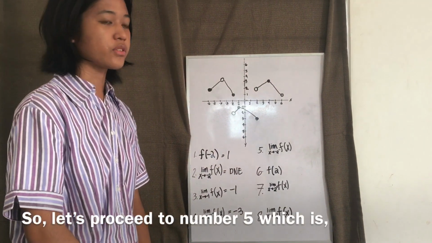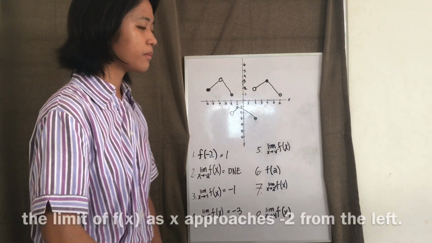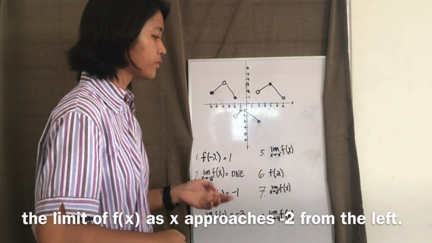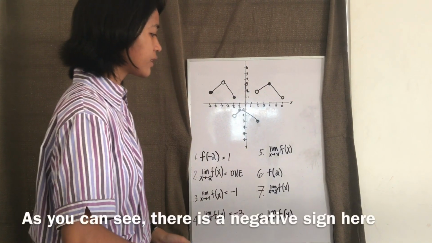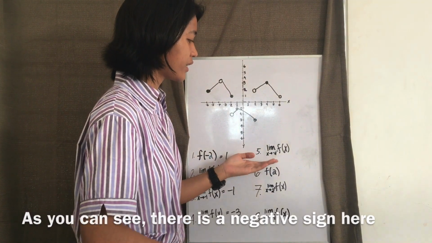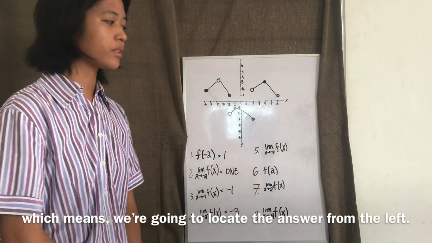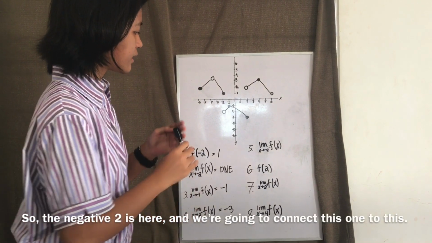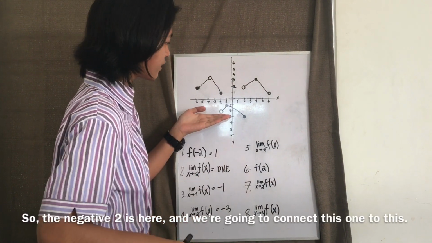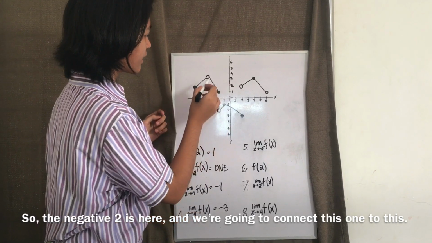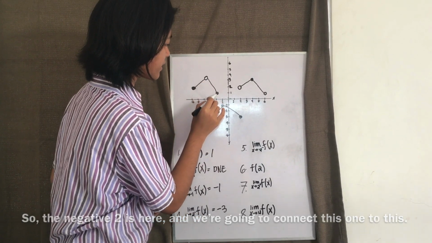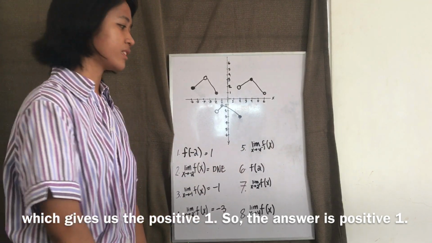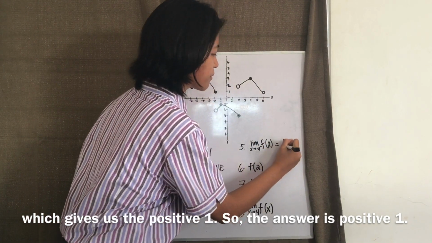So let's proceed to number 5, which is the limit of f of x as x approaches negative 2 from the left. As you can see, there is a negative sign here, which means that we're going to locate the answer from the left. So the negative 2 is here, and we're going to connect this one to this, which gives us the positive 1. So the answer is positive 1.